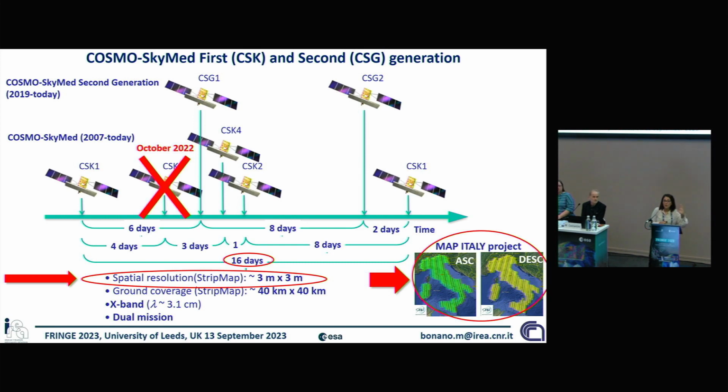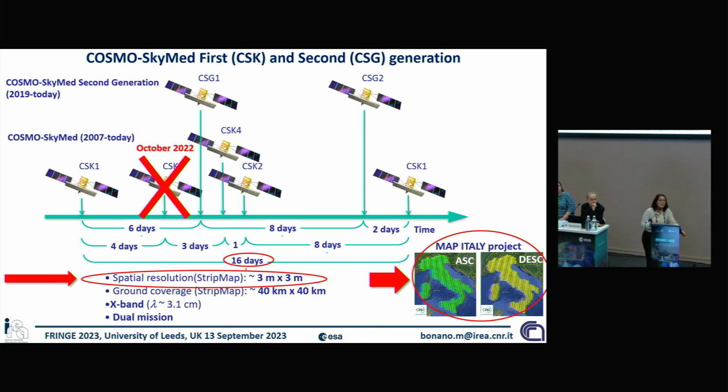And so on one side, we have the parallel techniques, the HPC infrastructure. On the other side, we need to have data, so very high resolution data. And in this case, we can fully benefit from the availability of X-band COSMO-SkyMed, the first and second generation data set all over the Italian territory through the Map Italy project. In this case, we had 4 satellites of the first generation.